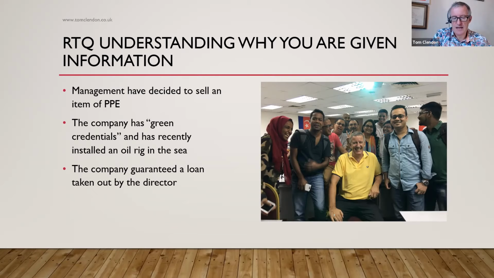What do we think about the guarantee? The company has guaranteed a loan taken out by the director. What do we think about that? ISA 24 is a related party transaction. Any transaction between the company and its directors is automatically a related party transaction, automatically.